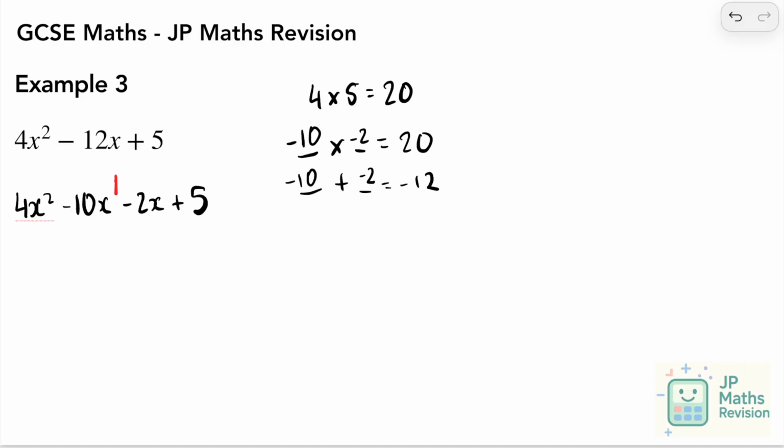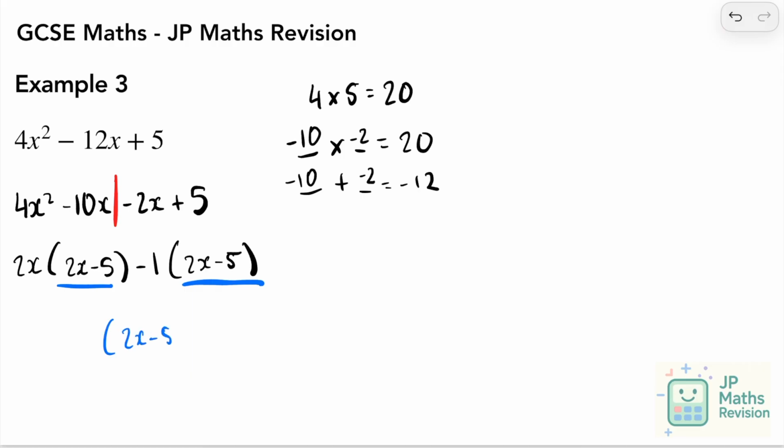And then we're going to split it down the middle and factorise both halves. So 4x squared minus 10x, we could rewrite as 2x bracket 2x minus 5. And the minus 2x plus 5, we're going to write this as minus 1, because minus 1 is a factor of both of them, bracket 2x minus 5. And then we're going to rewrite the answer. So we've got a 2x minus 5 in both of them, so that's going to be one of the brackets. And then what's left is 2x minus 1, so that's going to be the other bracket.